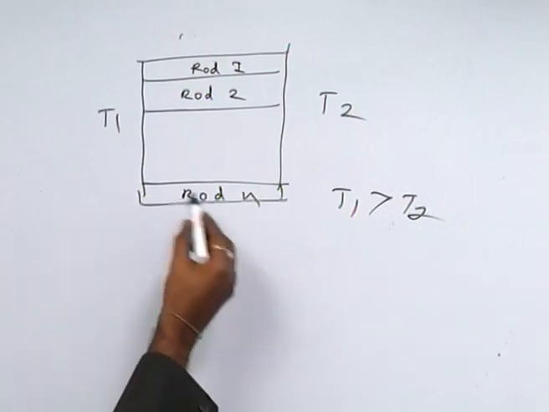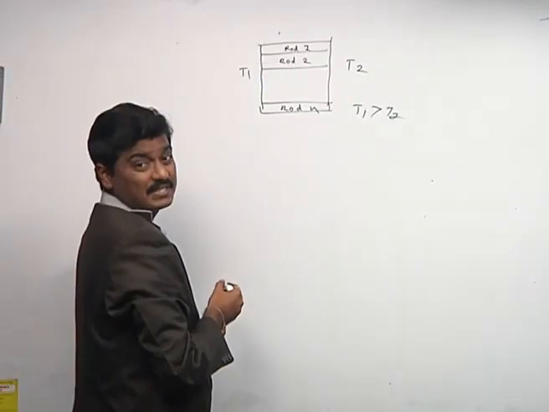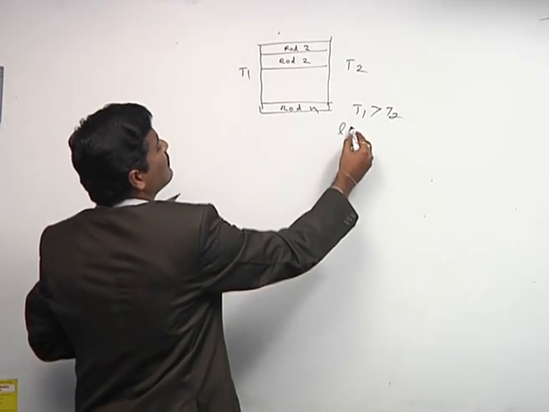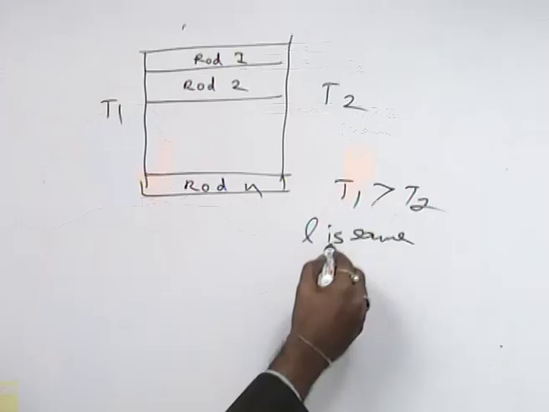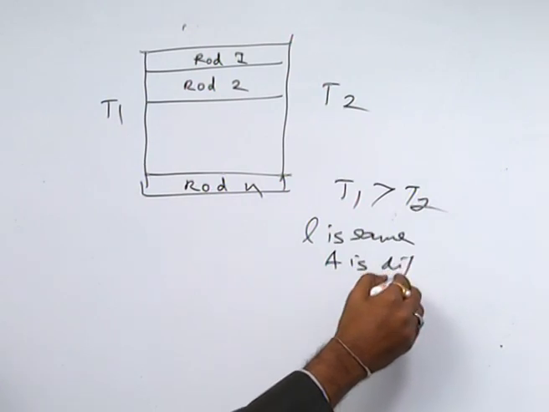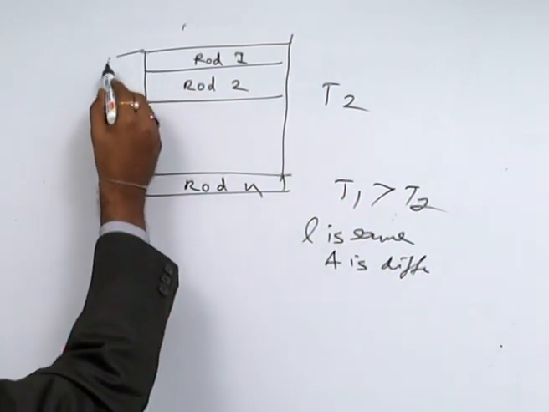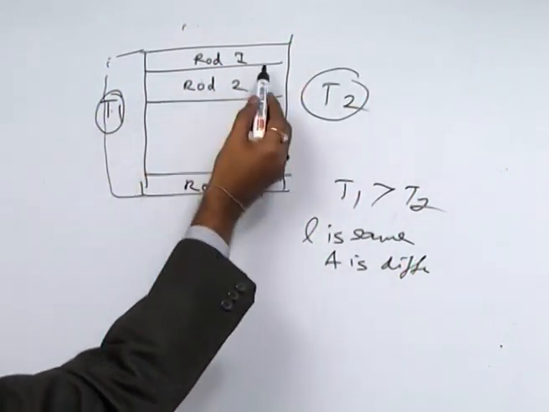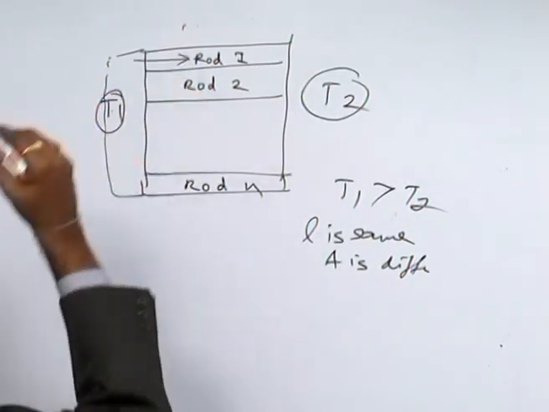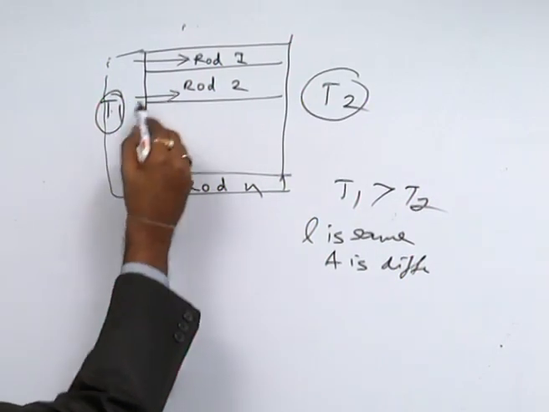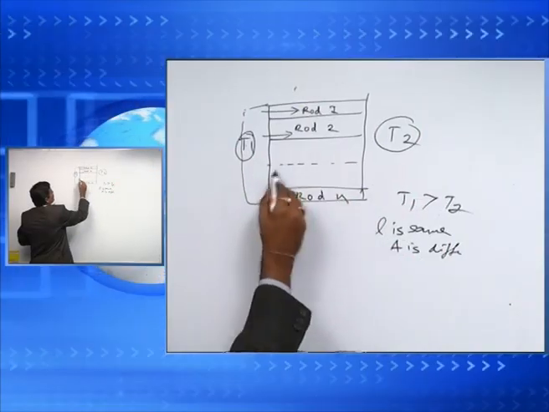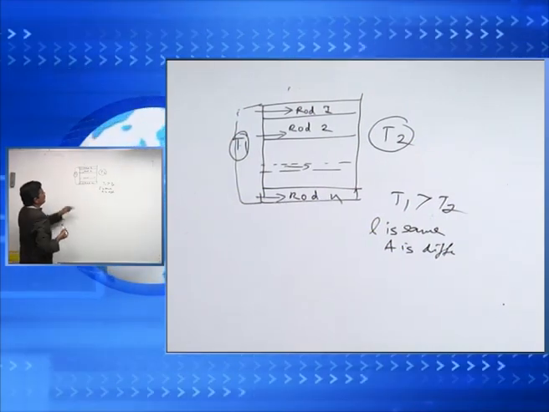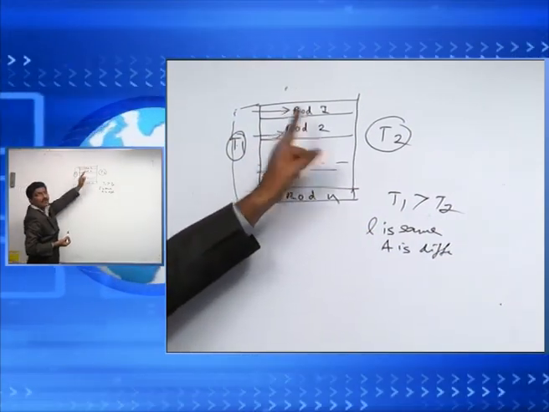Previously in the series combination, our assumption was that length is different and area is the same. Here our assumption is that length is the same and area may be different. If one end is at temperature T1 and the other at T2, the heat flows through rod 1 in this direction, through rod 2 in this direction, and through the nth rod, the final rod, in this direction.